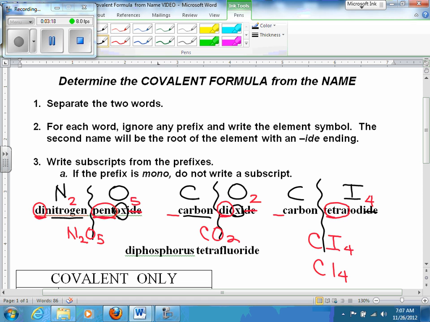Again, first step, split your compound. Second step, ignore the prefix for a second. Also, ignore that IDE ending. Let's get our element symbol. So phosphorus is P. Fluoride is going to be an F.